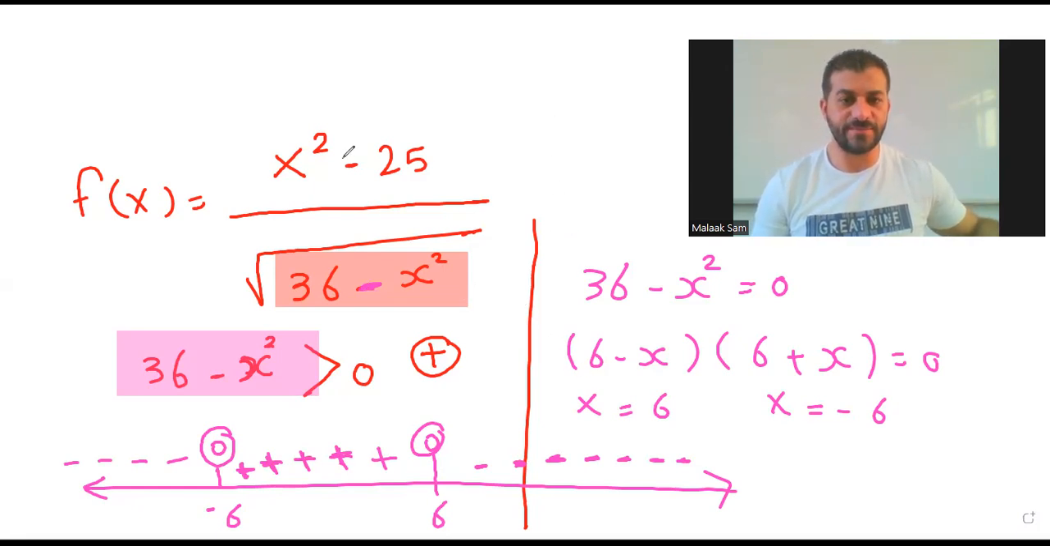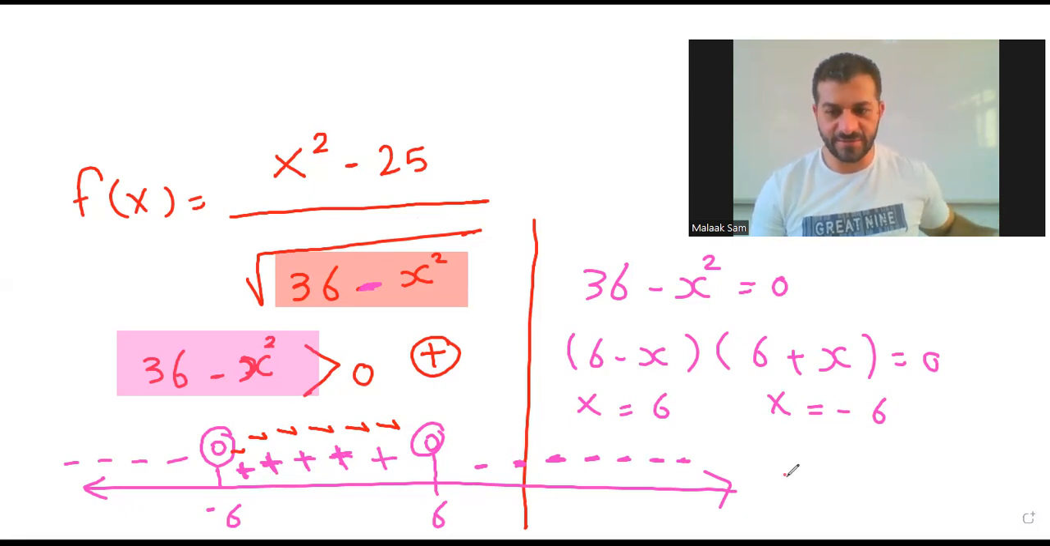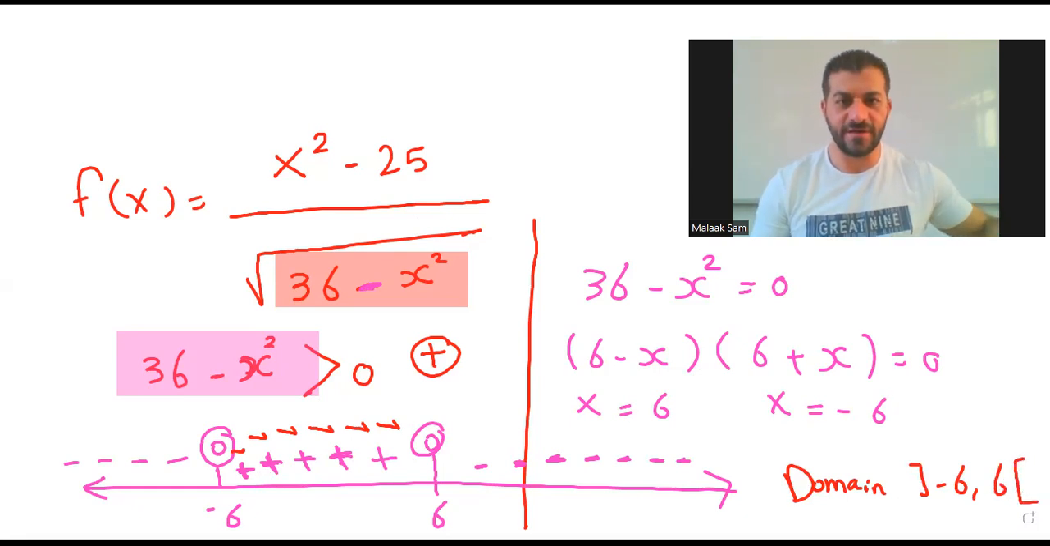And what I need is all positive values only. So where are the positive values? I need all positive values. As you see, I'm taking true on the positive values. And the positive values start after negative 6 and before 6. So the domain in this case is going to be negative 6 open and 6 open.